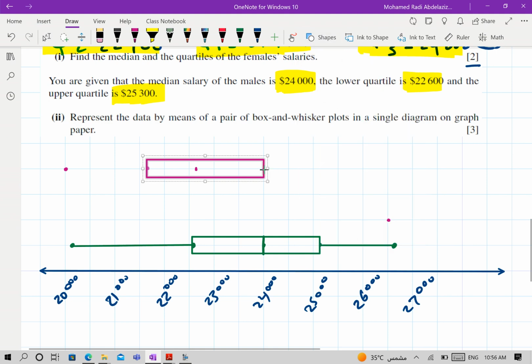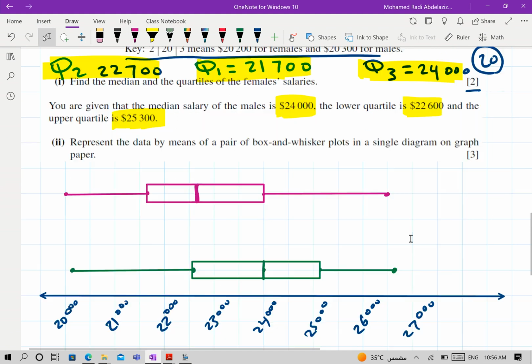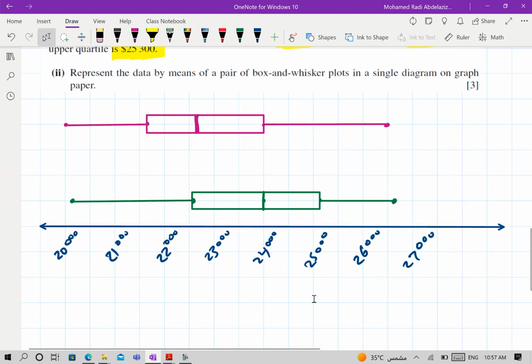By comparing, I forgot to plot these points down, right? Okay. By comparing, which is high salary, female or male? How do you know that? How do you know male? Higher median, good. He asked to represent data by means of a pair of box and whisker plots just in a single diagram, so by the same scale.